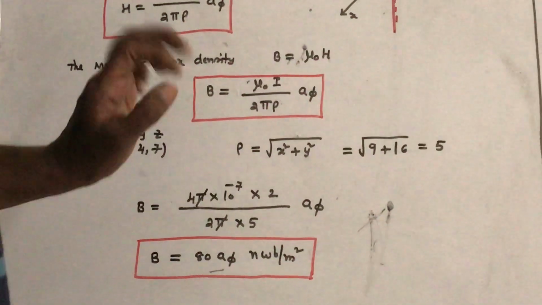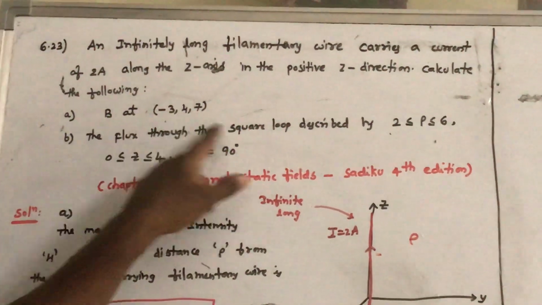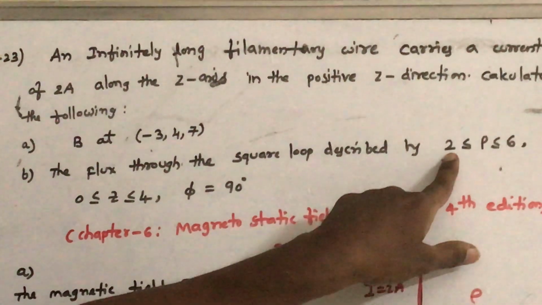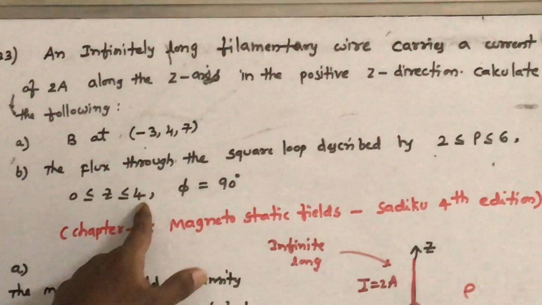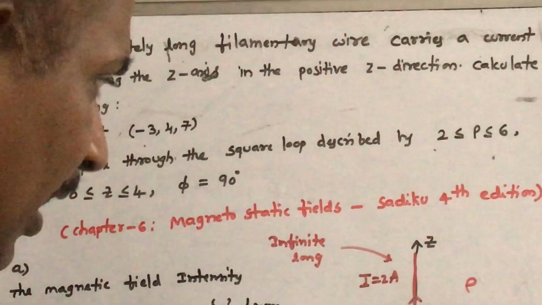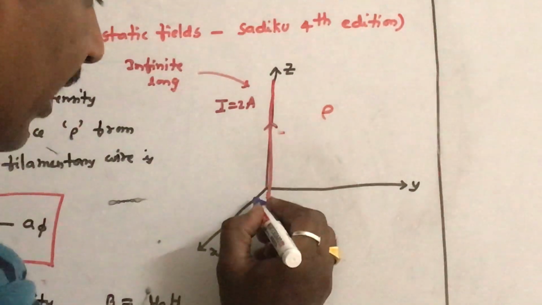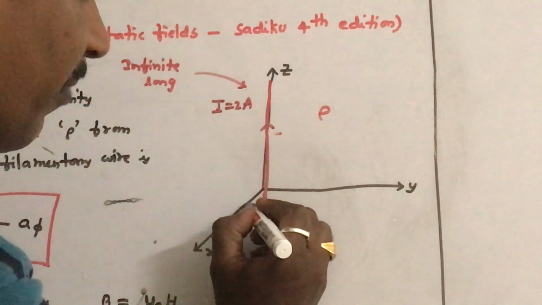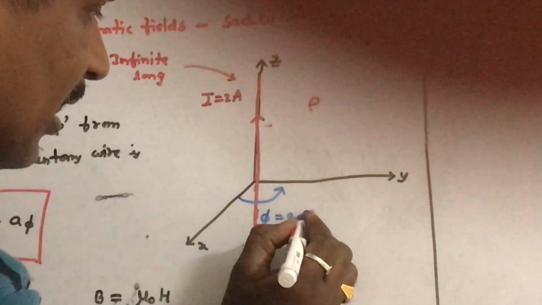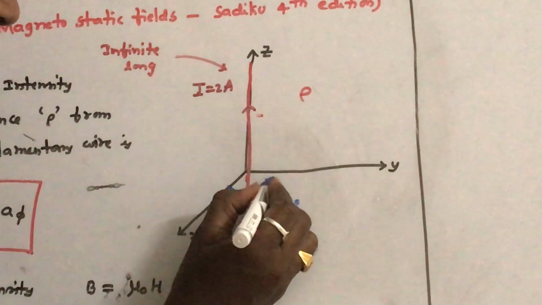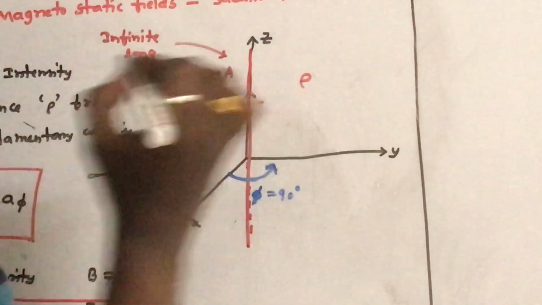Now, next, the second one: let us find the magnetic flux through the square loop described by rho varying from 2 to 6, z varying from 0 to 4, and phi equal to 90 degrees. First let us draw this surface. What is phi equal to 90 degrees? It is nothing but the yz plane, because phi is always measured from the x-axis. So phi equal to 90 degrees means this plane.